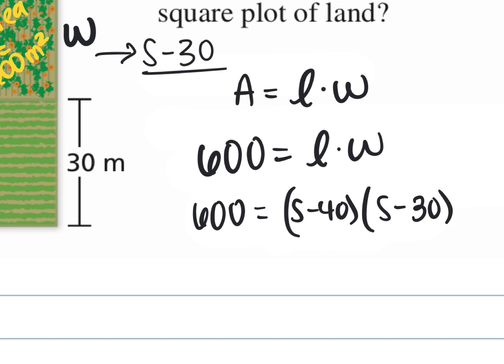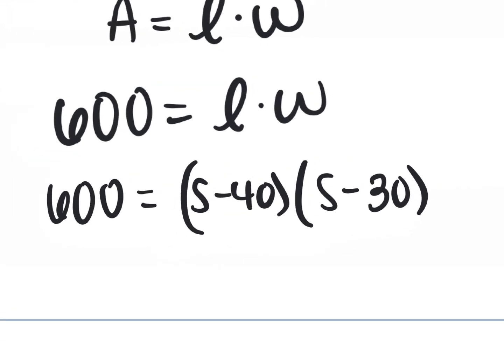This looks familiar, doesn't it? We can FOIL. Let's FOIL. What do I do first? S times S, which is S squared. Then what? Negative 40 times negative 30, which is? Positive 1,200.